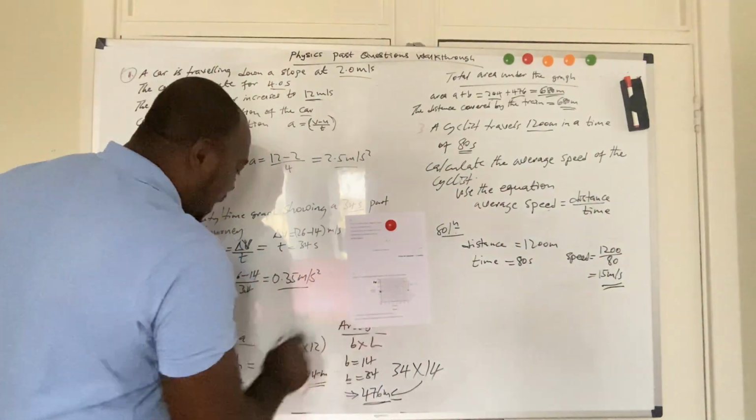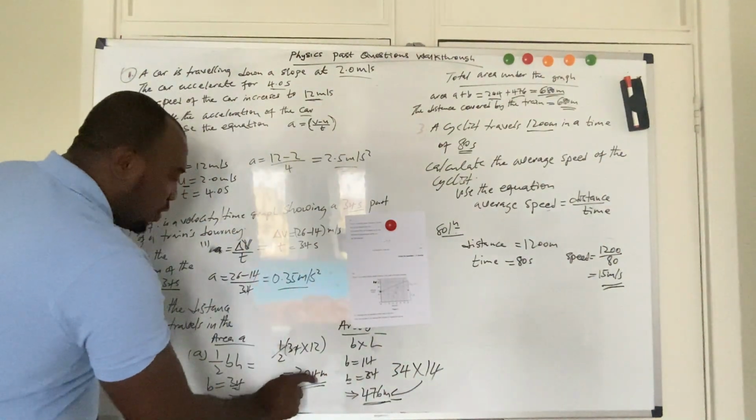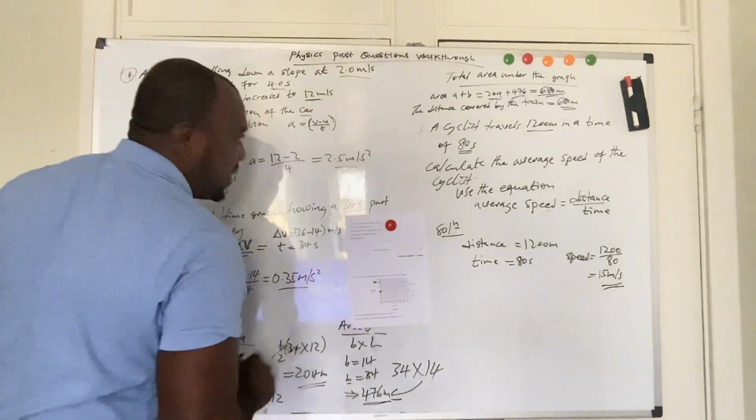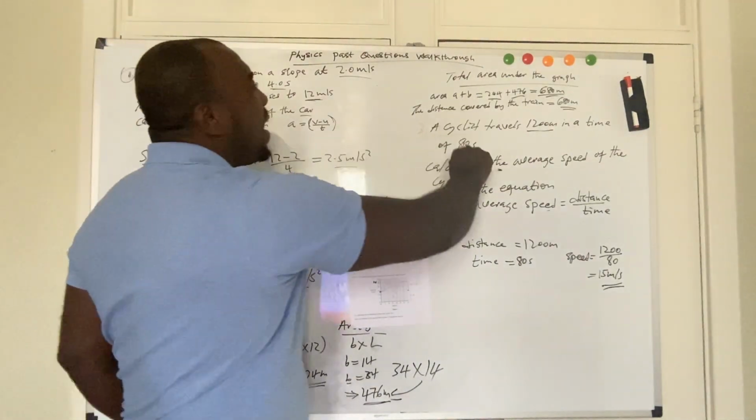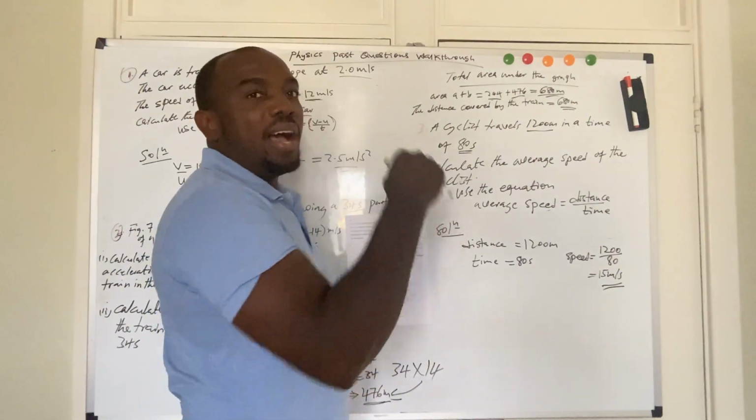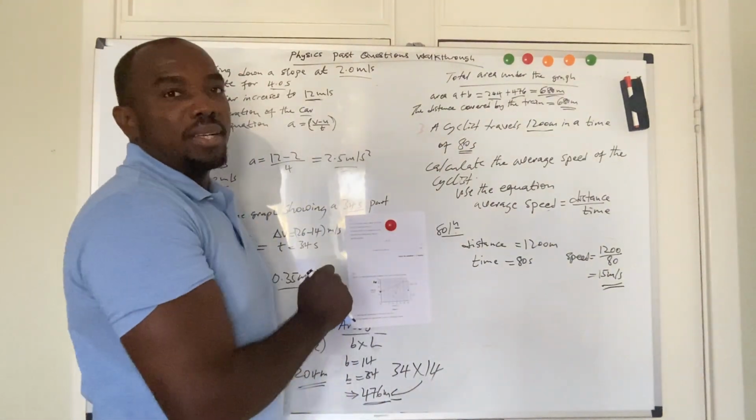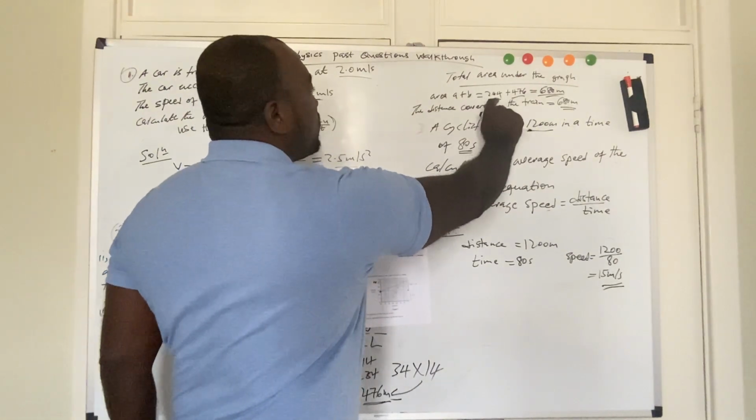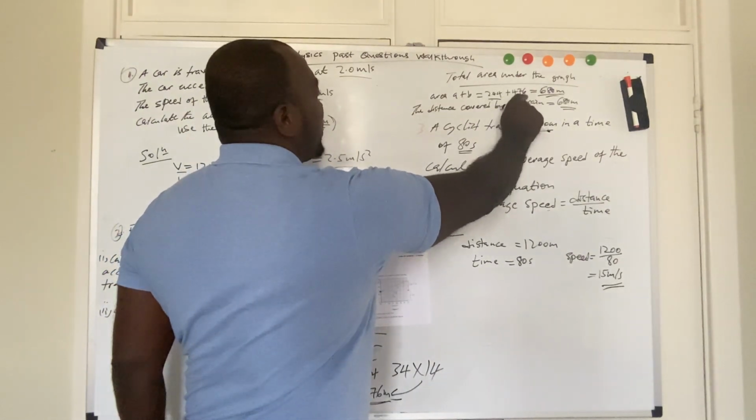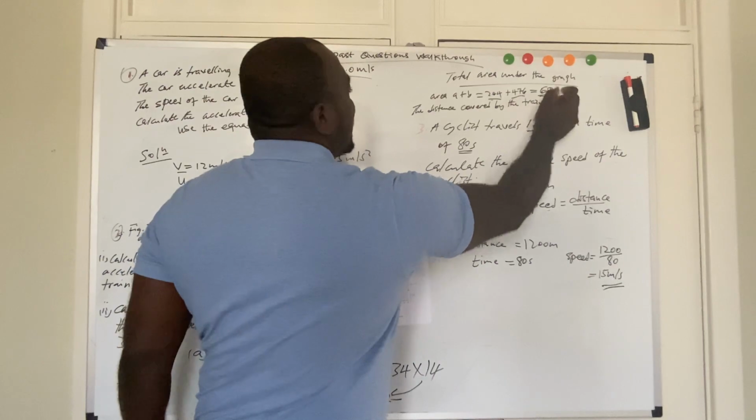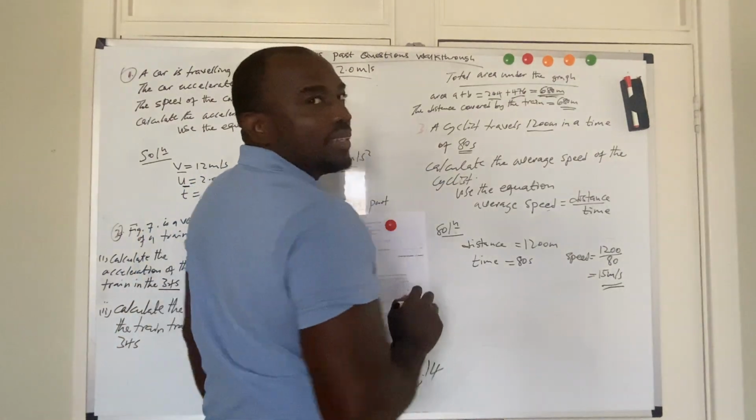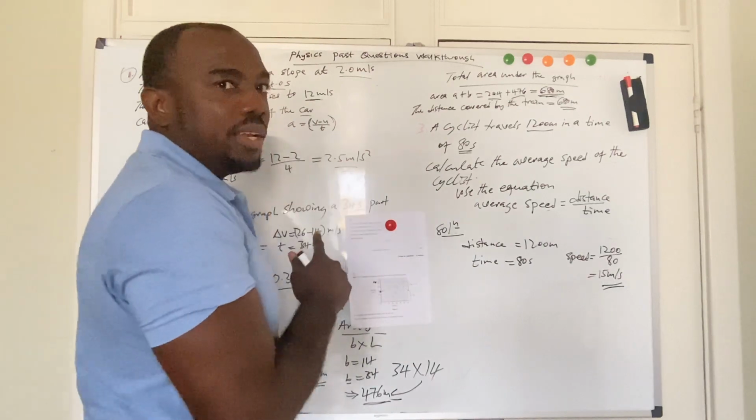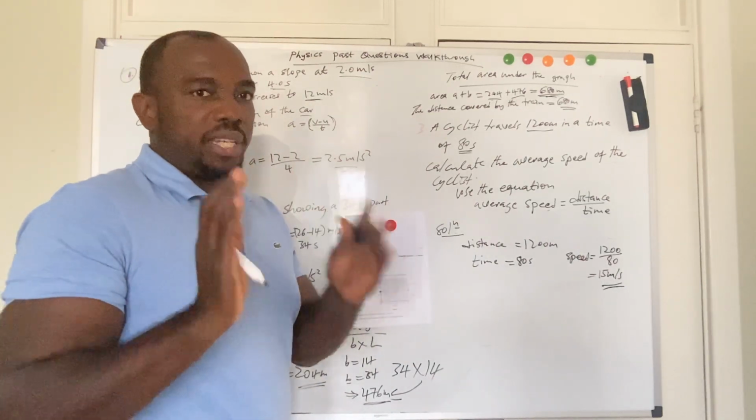We got area A as 204, area B as 476 meters. Therefore, we can come here and calculate the total area under this graph, which is area A plus area B, 204 plus 476. That should give us 680 meters. That is the total distance covered by the train within the 34 seconds.